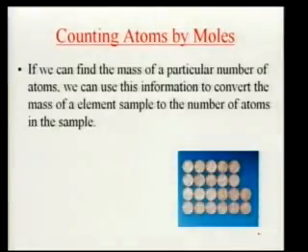So, if we can find the mass of a particular number of atoms, we can use this information to convert the mass of an element sample to the number of atoms in the sample. Basically, just like we did with nails and that kind of thing.